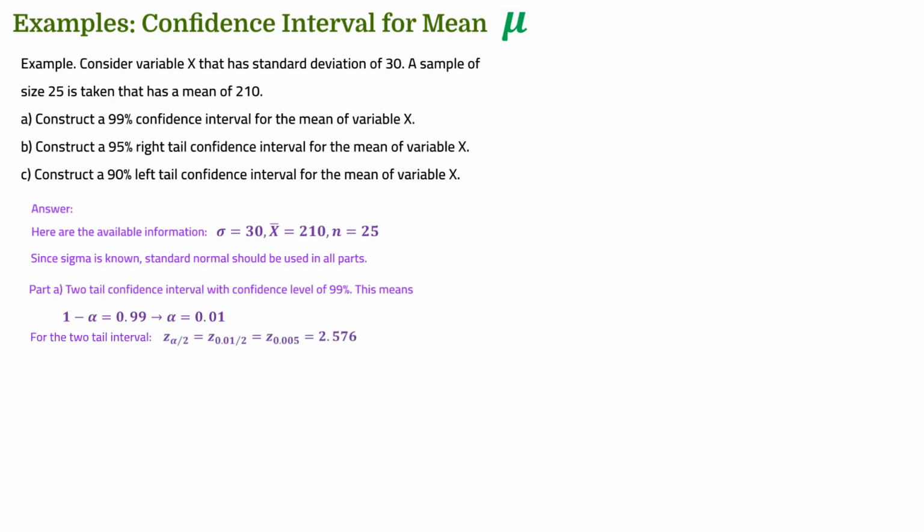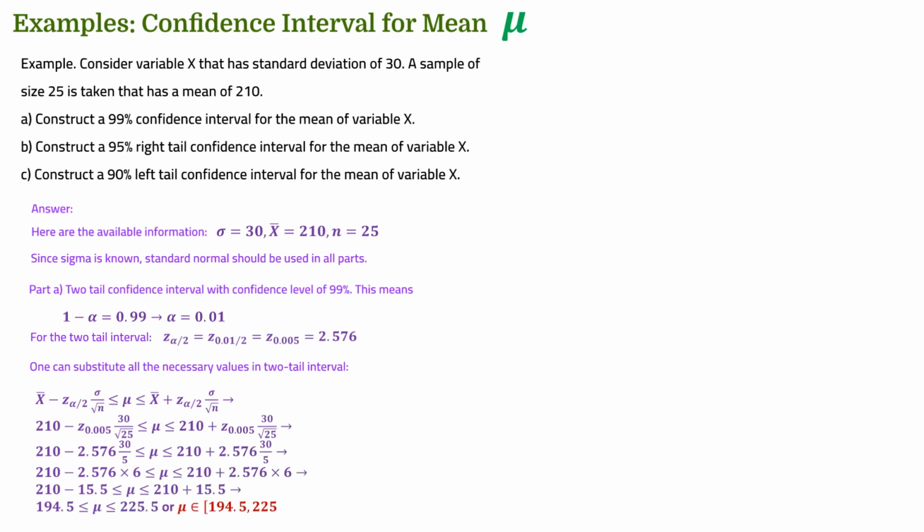For the two-tail interval, z alpha divided by 2 is equal to z of 0.01 divided by 2, or z of 0.005, which is 2.576. One can substitute all these values in the two-tail interval. I have the formula for the two-tail interval on the top. We substitute all these values inside the formula, and after all the calculation, mu will belong to the interval with lower bound 194.5 and upper bound 225.5.